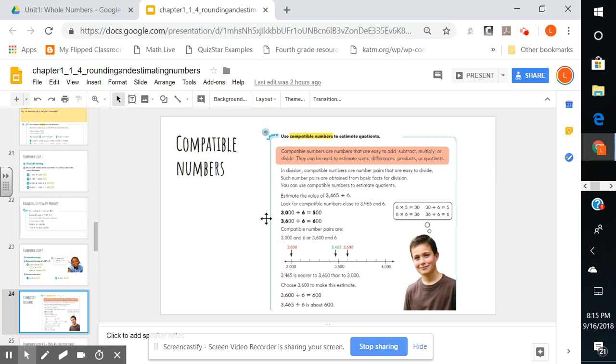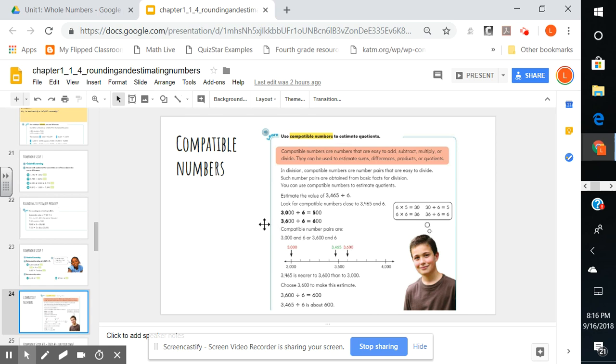So let's replace all the numbers with our compatible numbers. 3,465, the closest number to that is 3,000. And since the first 2 digits go into 6 evenly, it's like saying 30 divided by 6 equals 5. Then add the 2 zeros. And then the next one in the multiples of 6 is 3,600. And 3,600 divided by 6 is 600. And 3,465 is between 500 and 600. So I would say you can use either one of those as the correct answer.